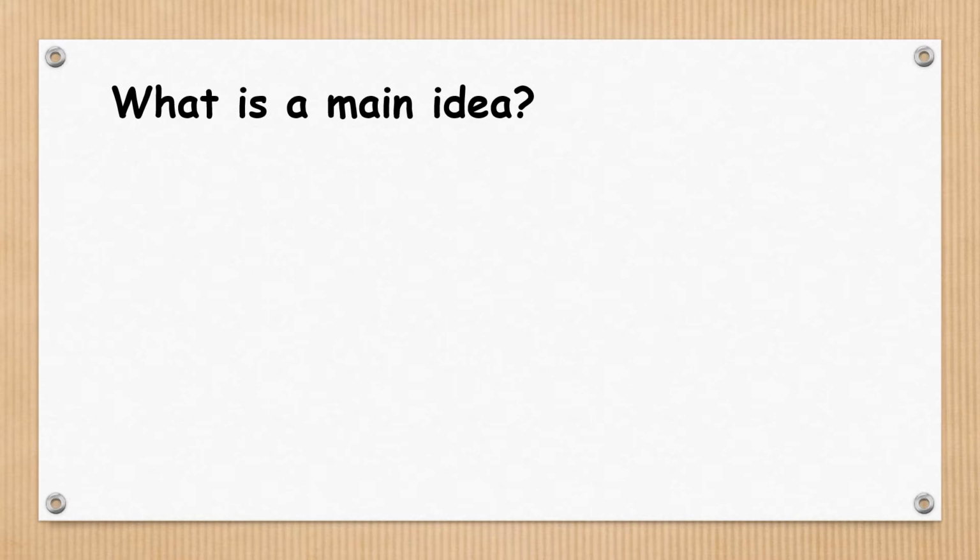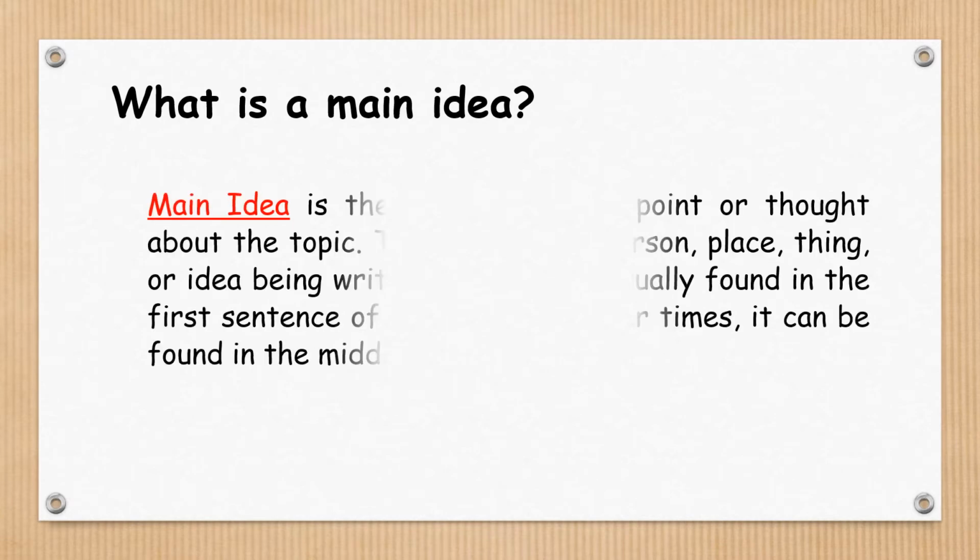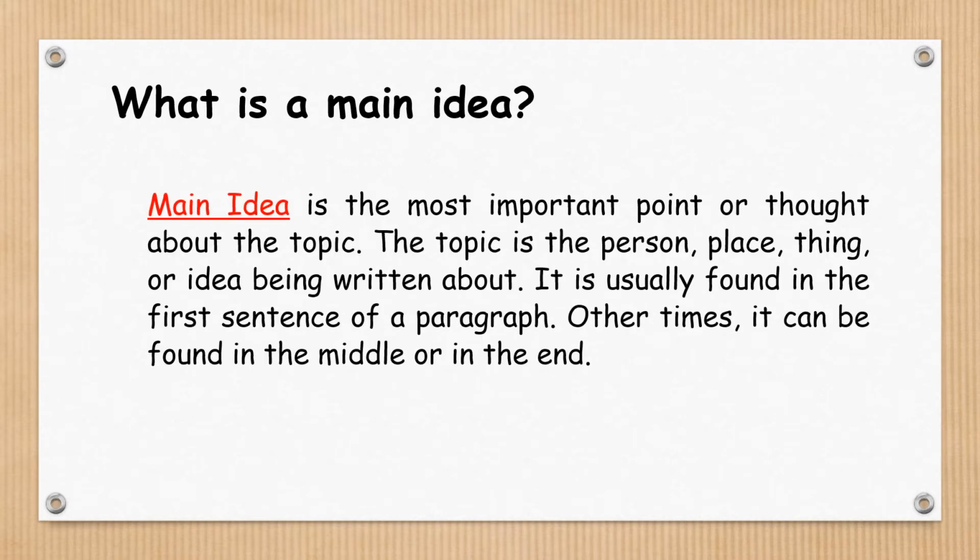Now let us try to find out what a main idea is. Main idea is the most important point or thought about the topic. The topic is the person, place, thing, or idea being written about. It is usually found in the first sentence of a paragraph. Other times, it can be found in the middle or in the end.